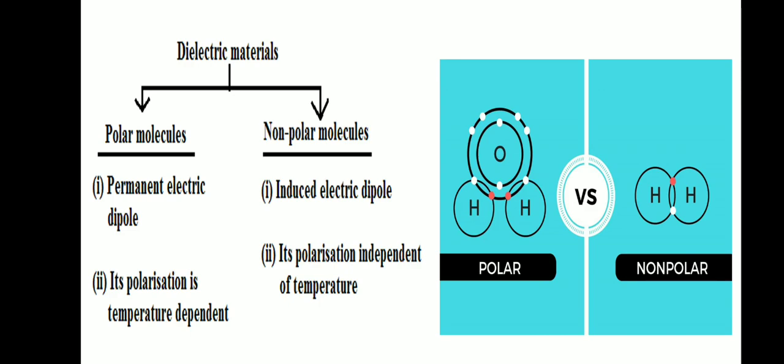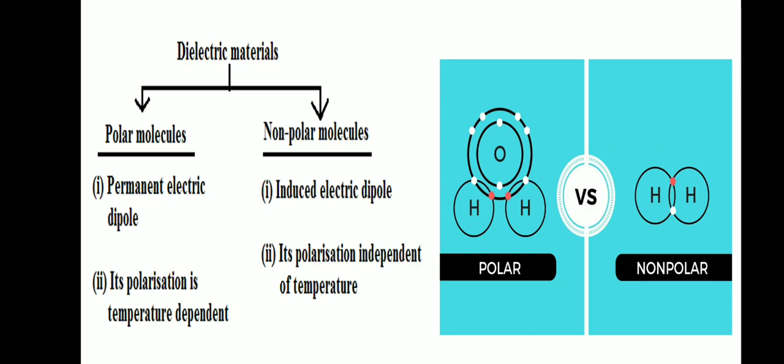Now in non-polar molecules, the molecule of an element shares electrons equally, and that is called non-polar. Here we can see the example of hydrogen, H2. Another example of non-polar molecules is O2, N2, F2. All these are examples of non-polar molecules. Understood?